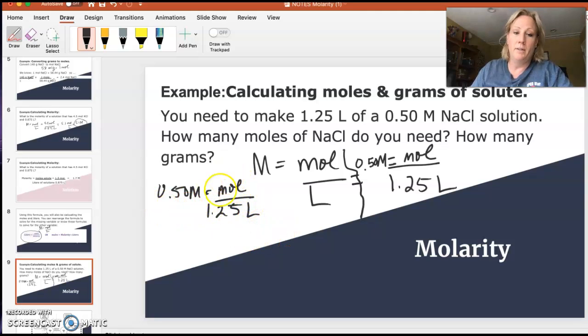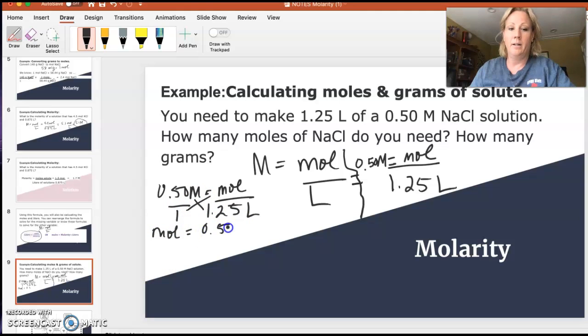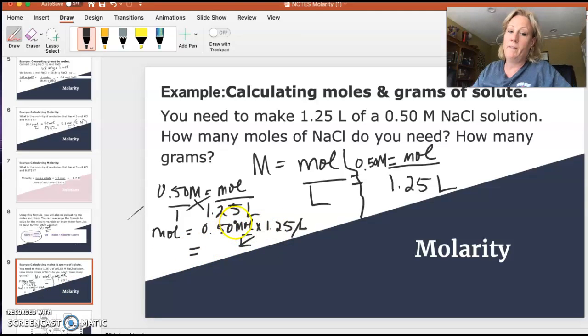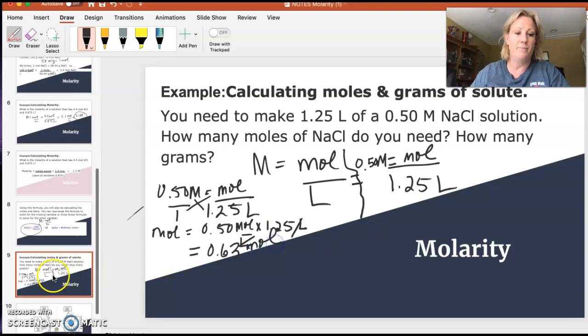So to do the algebra, this is my x. You can do it however you do your algebra. I put this over 1 and I cross multiply so that I don't end up with anything in the denominator. So I'm taking molarity, which is moles per liter. You can leave it, but when you do it this way, you can see that your liters cancel and that you did it correctly. So when you multiply the 0.50 times 1.25, you'll round it to 2 sig figs, 0.63 moles.